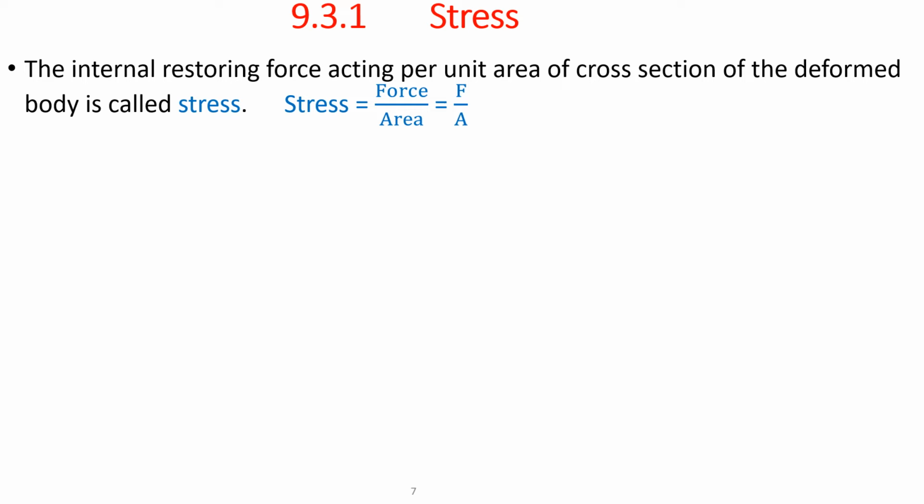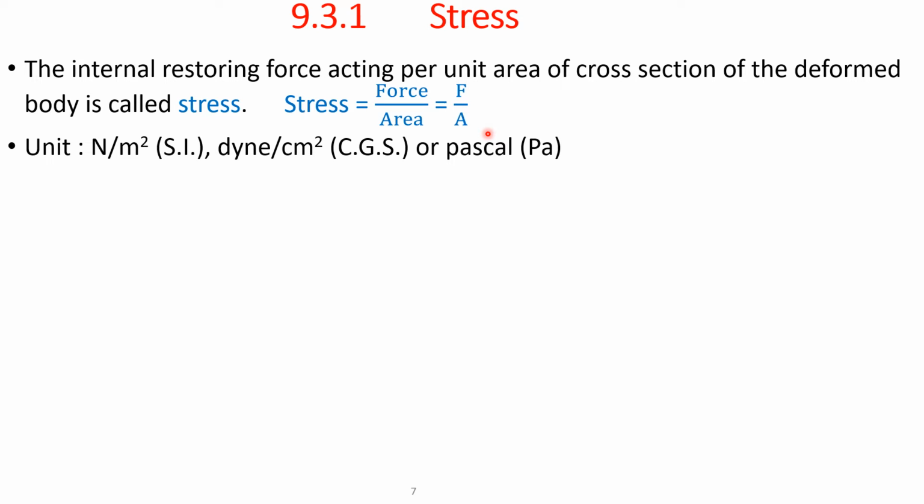The internal restoring force acting per unit area of the cross section of the deformed body is called stress. Therefore, stress is equal to force divided by area, that is, F divided by A, where F is the force and A is the cross-sectional area. The unit of stress is newtons per meter square in the SI system or dynes per centimeter square in the CGS system, or it is also called Pascal or Pa.